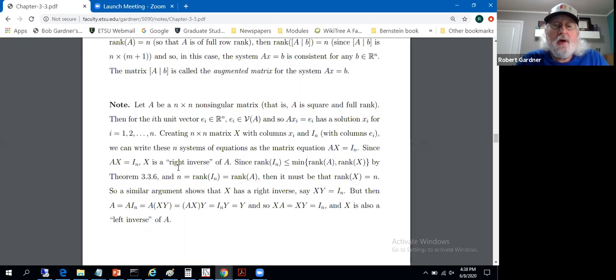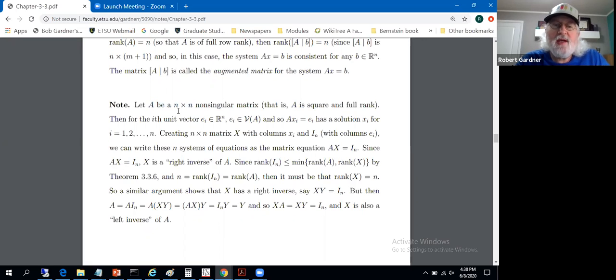All right, so we're getting into this under the assumption that A is a square, non-singular, better yet, square full rank matrix. So we know the existence of such a matrix X under those conditions. What we're getting is AX equals I sub n, where A is n by n and X is n by n. So in this particular paragraph, at least, all matrices are square.